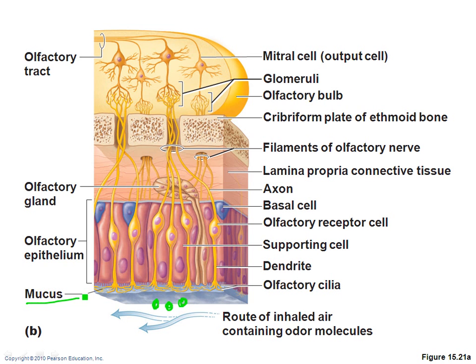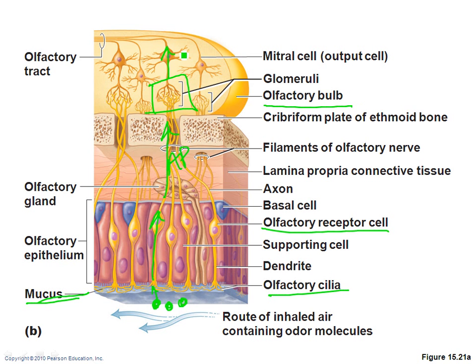So the odor molecule has to be dissolved in the mucus. It has to come in contact with the olfactory cilia. When this occurs, this neuron, this olfactory receptor cell, is going to be depolarized, and that's going to create a threshold potential. If the stimulus is strong enough, that's going to create an action potential, and it's going to synapse here in the olfactory bulb.